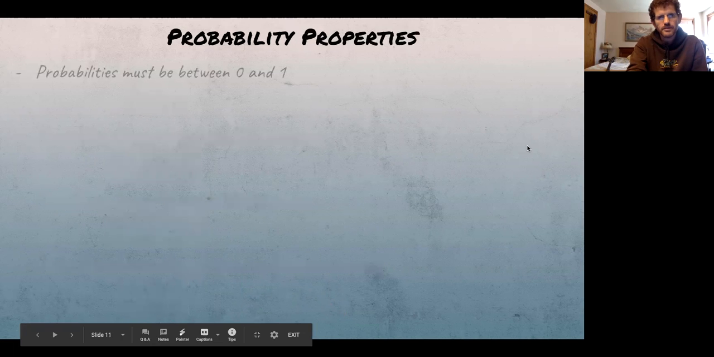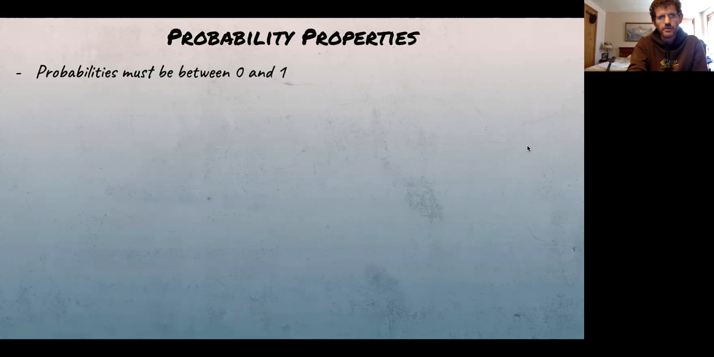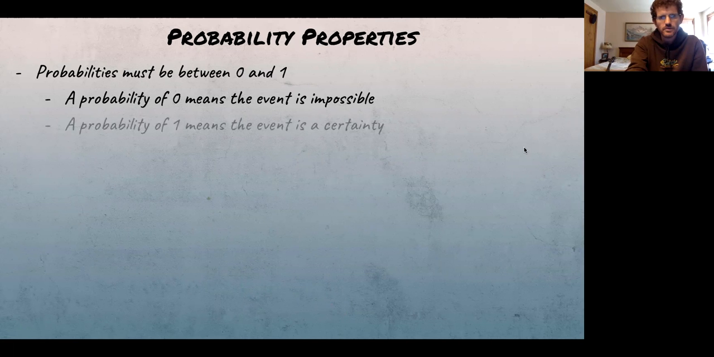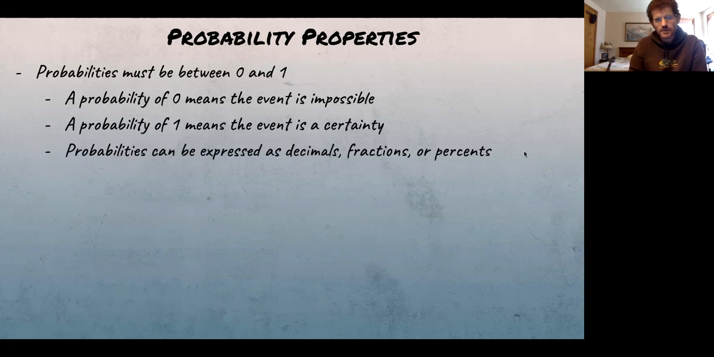So, properties of probability. All probabilities must be between 0 and 1. A probability of 0 means that the event is impossible. 1 means it's a certainty. And they can be expressed as decimals, fractions, or percents. This isn't like your coefficient of determination or your correlation. Those need to be presented in specific ways. This, you might see presented in lots of different formats.